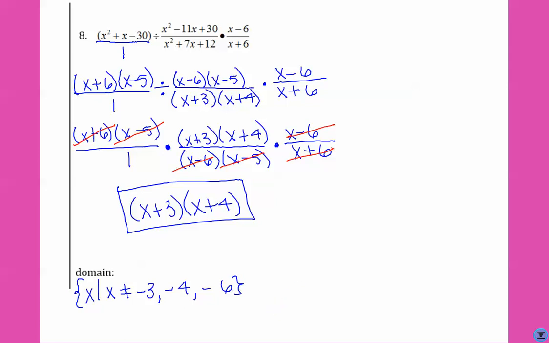So like I said, factoring's the hardest part of these problems. If you're having trouble with factoring, make sure you go back and watch your videos.